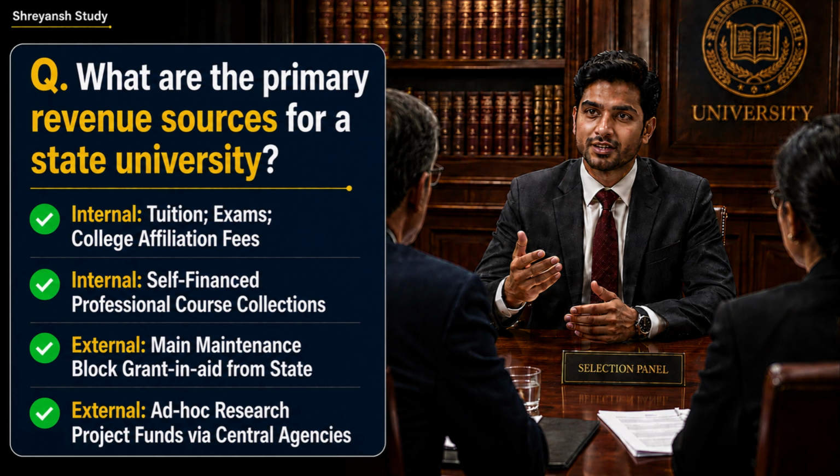What are the primary sources of revenue and financial income for a state university? Example: government grants, examination fees, tuition fees, self-finance courses.